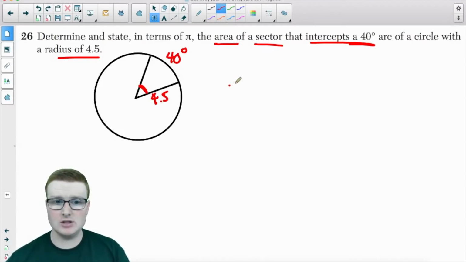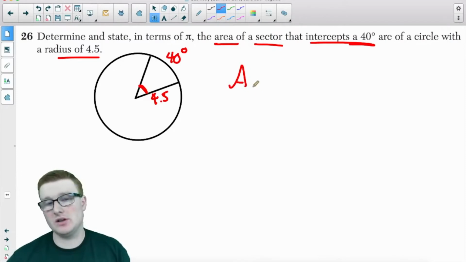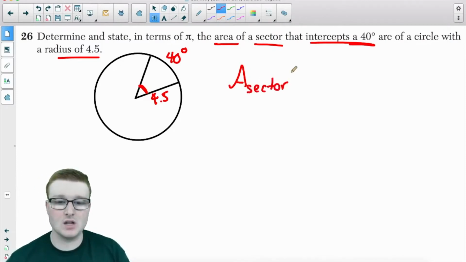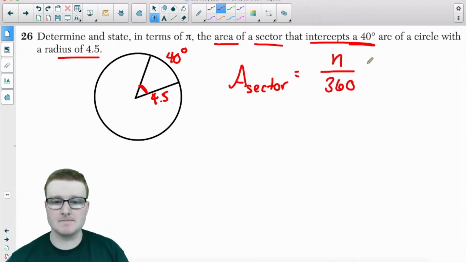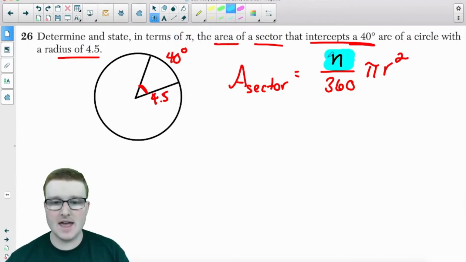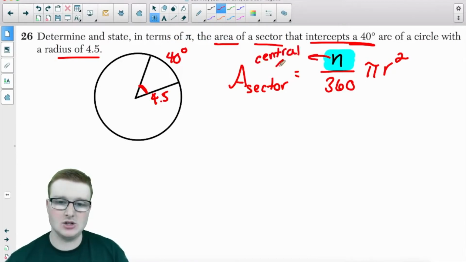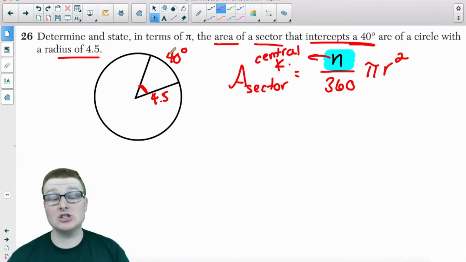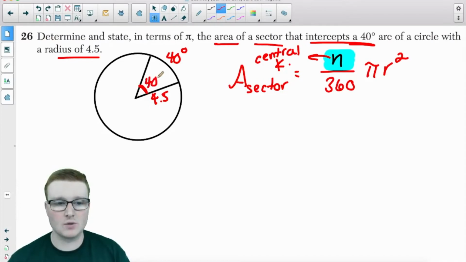There are actually 2 ways that you could do this. I'll use it this way, then I'll show you the other way. The area of the sector of a circle, the formula is given as n over 360 pi r squared. Okay? So the n in this case represents the central angle. And the central angle is the angle that intercepts this 40-degree arc right here. So this angle, which is a central angle because it is in the center of the circle, is 40 degrees.